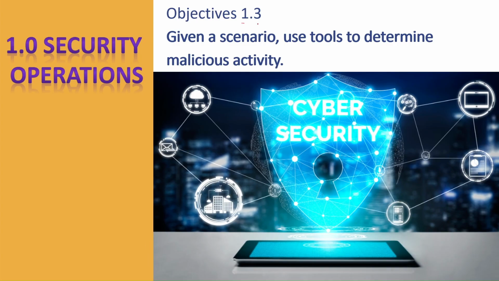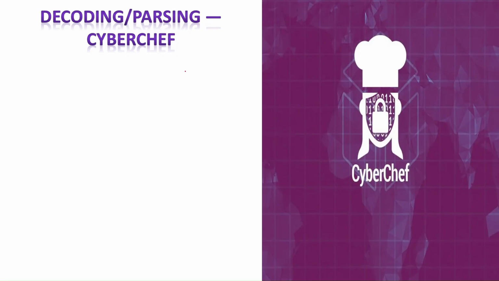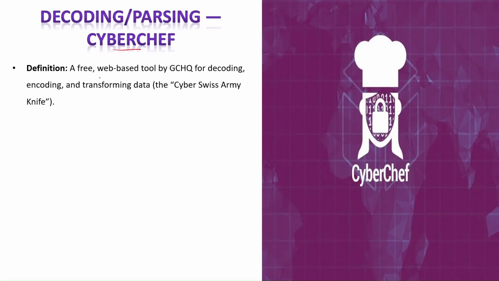Objective 1.3, given a scenario, use different tools to determine malicious activity. So now we will study some different tools to determine what malicious activity is going on. First one is CyberChef, which is used for decoding and parsing. It is a free web-based tool by GCHQ for decoding, encoding and transforming data. So it is the cyber Swiss Army knife.